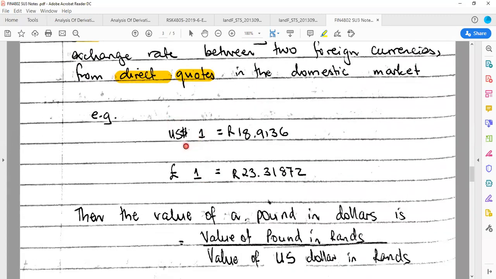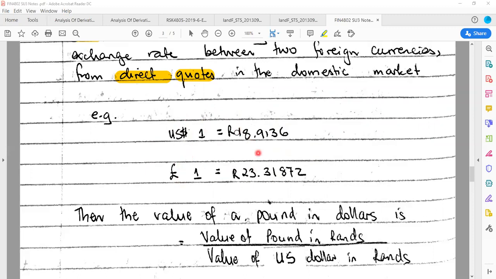So for example, let's say we're told that 1 US dollar is equal to 18.9136 rand. So this is the direct quote. We're a South African bank or South African financial institution, and we're given this quote. And likewise, let's say we're told 1 pound is equal to 23.3187 rand. So these are the direct quotes for a South African bank.